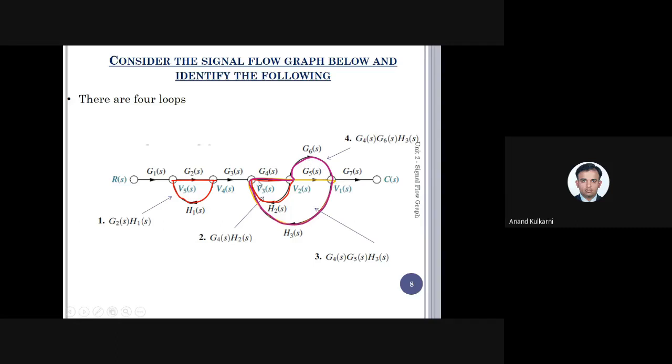So there are 4 loops, and the gain associated with those loops is called the loop gain. The gain associated with a path is called the path gain. So it will be the forward path gain and the loop gain. Is it clear? Any doubts? No, sir. Clear, sir.